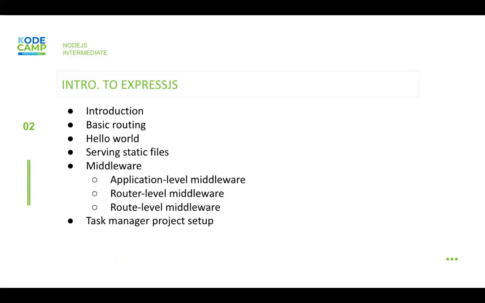Okay, and in Express, we're going to be introducing Express. And then after introducing Express, talk about the basic routing. And then after the basic routing, we'll create a hello world application. Then we learn how to serve static files. And then we learn about the middleware, the application level middleware, the router level middleware, the route level middleware. And then guess what? After all this, we'll be building our task manager project with Express.